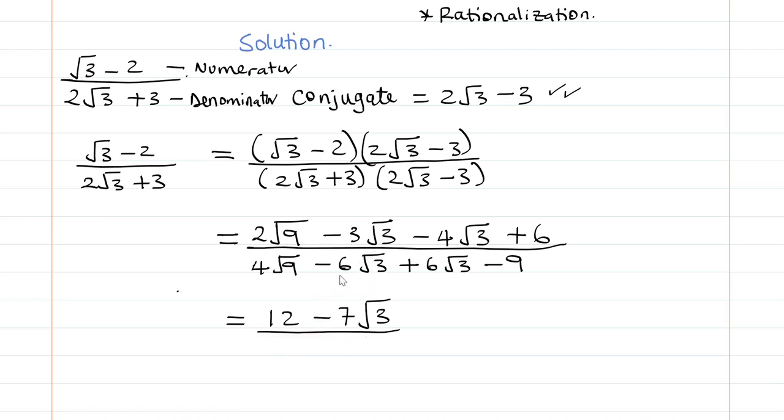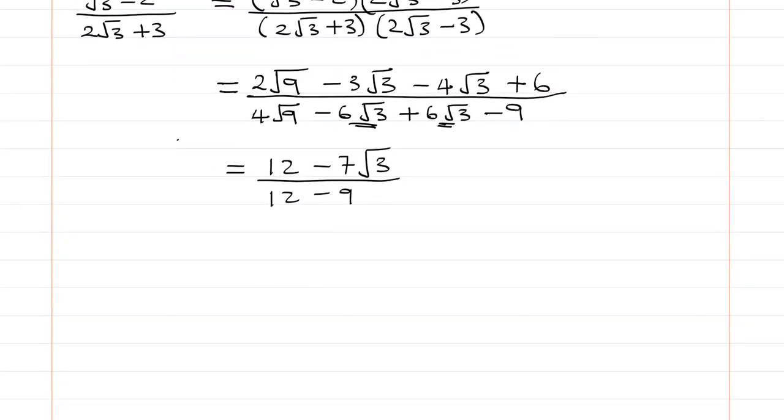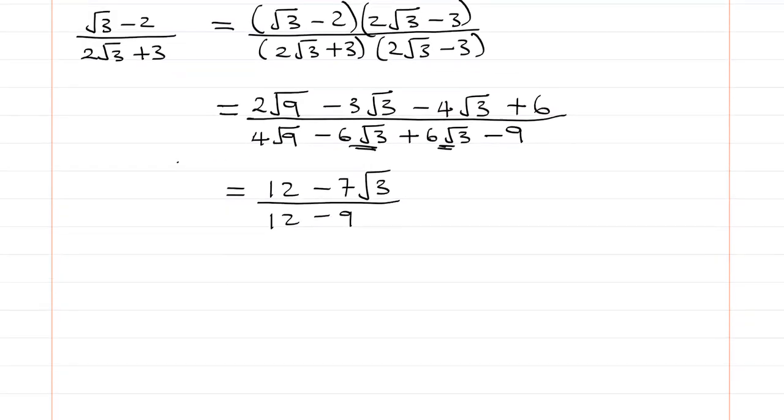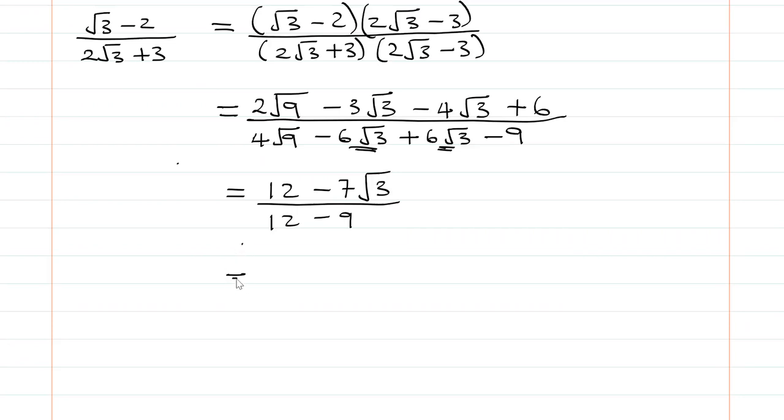This and this are cancelling because this is negative 6 root 3 and positive 6 root 3. So these are going to cancel out. And then here we shall have 4 times root of 9. Root of 9 is 3. 3 times 4, so here we shall have 12. This and this have cancelled. So we shall say 12 minus 9. The numerator is already simplified. Keep it the way it is, over 12 minus 9, which is 3.